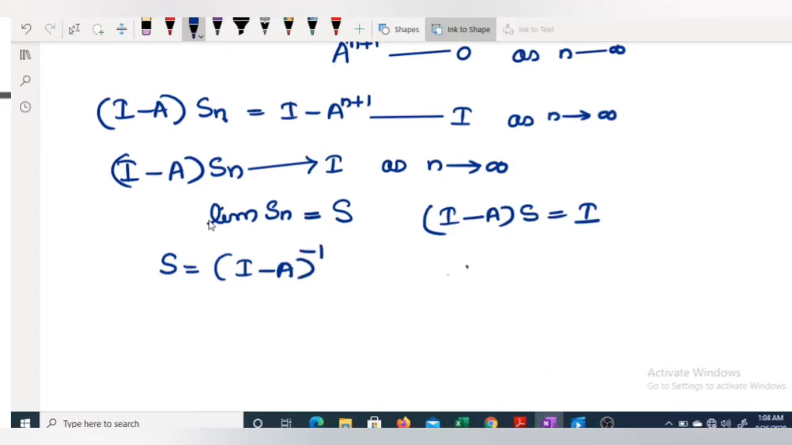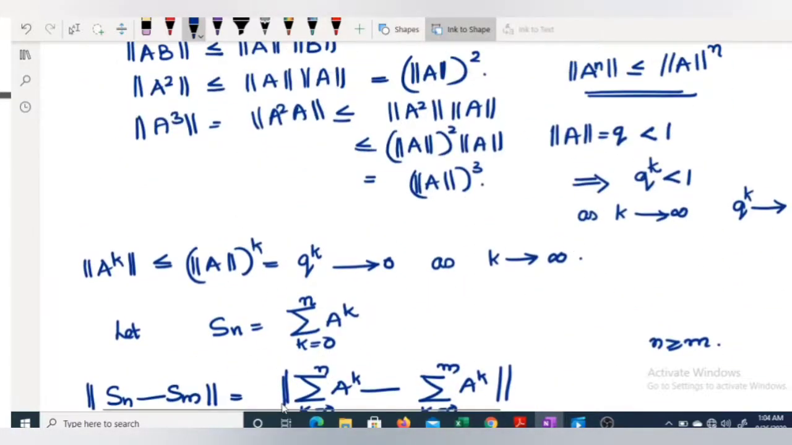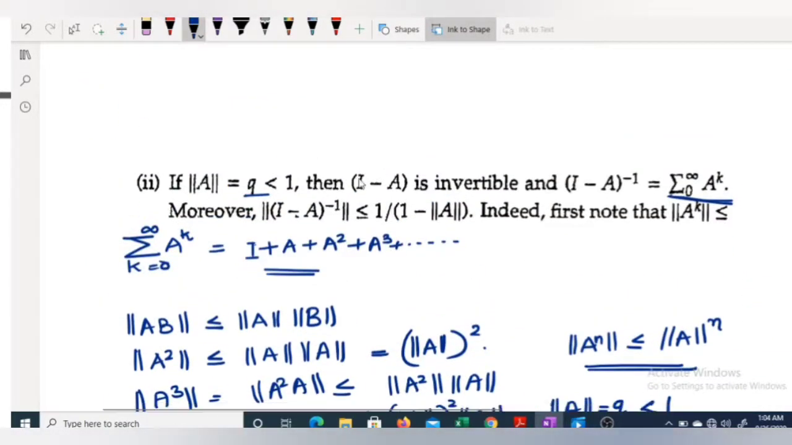Now what is S? S is equal to limit Sn. That means limit n tends to infinity, Sn is sigma k equal to 0 to n a raised to k, and this is equal to sigma k equal to 0 to infinity a raised to k. This is our first one. This is what we have to prove. Here we have to prove I minus a is invertible and I minus a whole inverse equal to sigma 0 to infinity a raised to k.